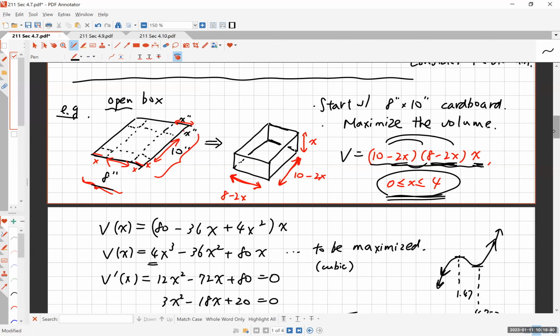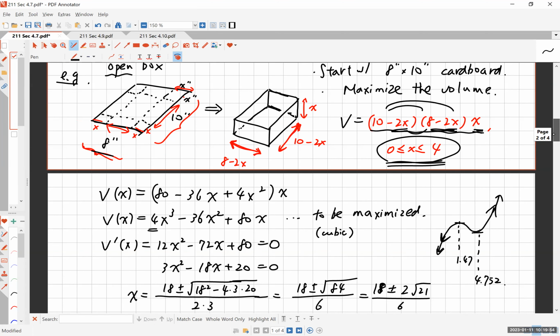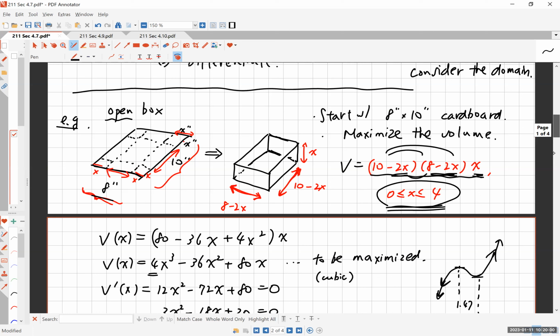And how do you know you cannot make this bigger than 52.51 cubic inches? Because of all the work here, the calculus is telling us that is the maximum possible volume obtained from this cardboard box. And you can say that with confidence. And if you work on this problem tomorrow or next year, the answer will still be the same. And that's, again, the confidence you can have by knowing your math well.